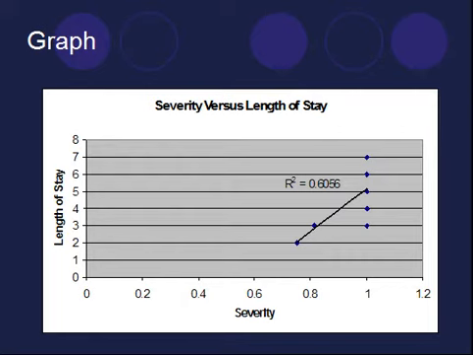This graph demonstrates overall severity versus length of stay. A positive relationship between the two variables is demonstrated due to the upward trend of the line and the R-squared value. Therefore, there is a close relationship between overall severity and length of stay.